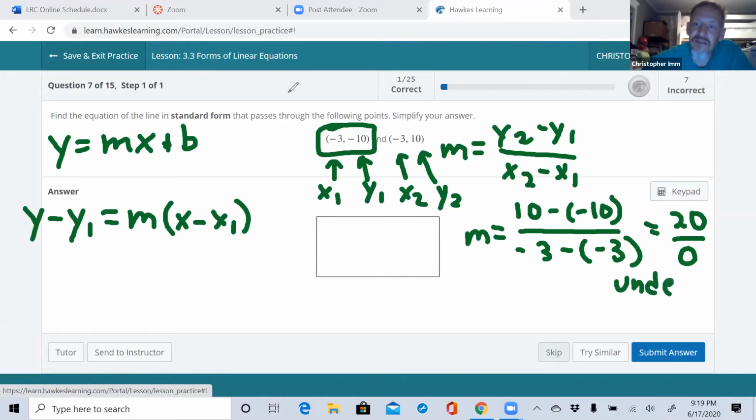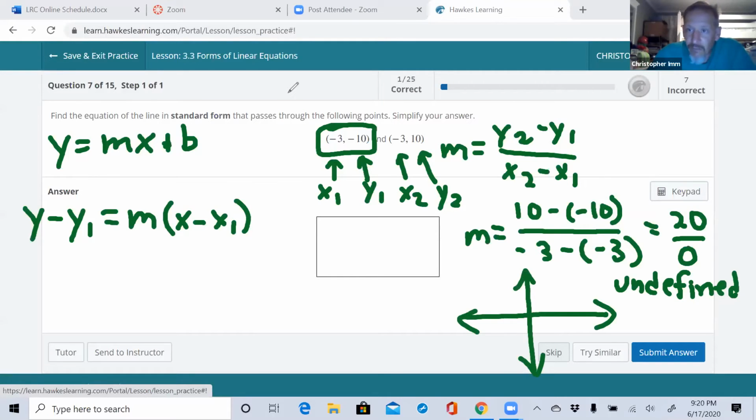So my slope in this case is a special case. It's one of those two special cases. It's undefined. What that means is, since I'm thinking of rise over run, it's going to rise 20, and it's not going to run at all. So this slope is going to be infinite. It's just going to be a vertical line. So the line is going to look like this. It's going to be vertical.